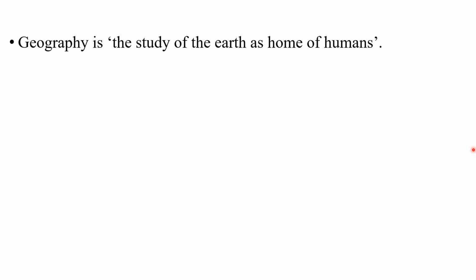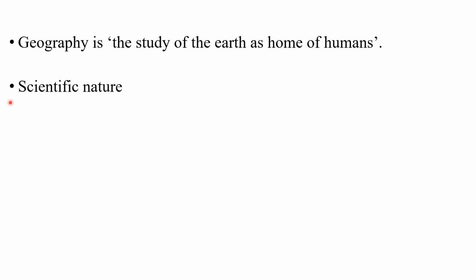Then, geography is a study of the earth as a home of humans. The most important nature of human geography is that the earth's surface is a home of humans, and these humans have created specific types of culture upon this earth surface.